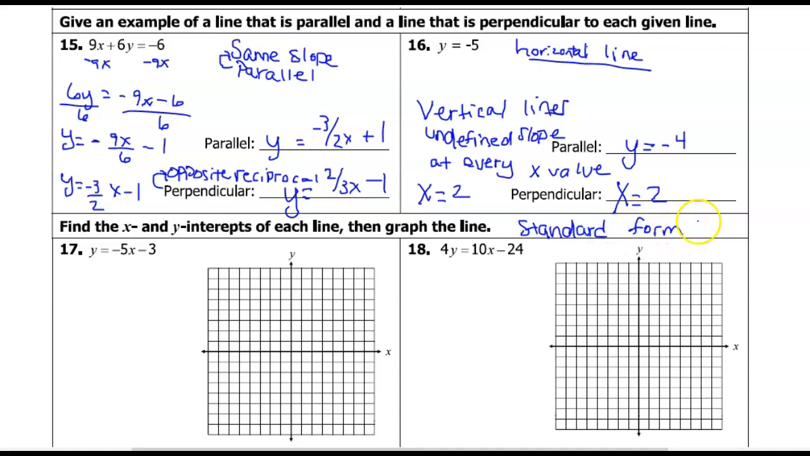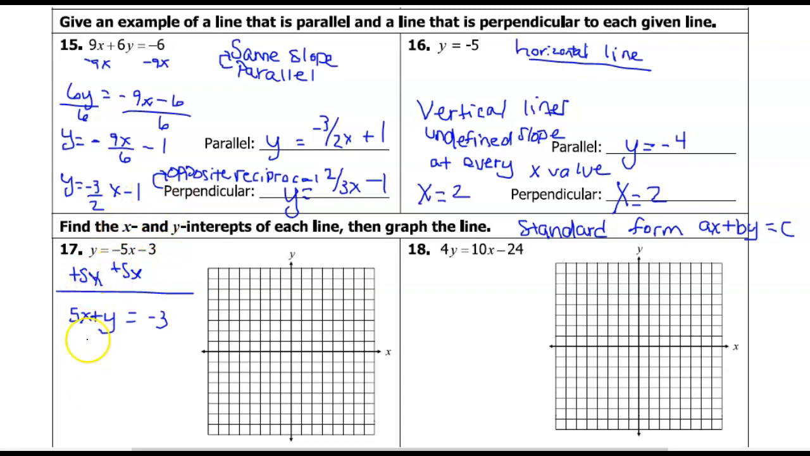Okay, so we want it in that ax plus by equals c. I want it in standard form. So I'm going to add 5x to both sides. I end up with 5x plus y equals negative 3. It's now in standard form, and it's easy for me to find my intercepts, right?